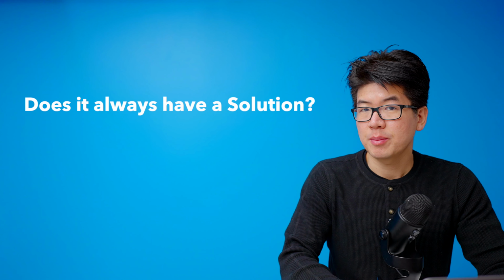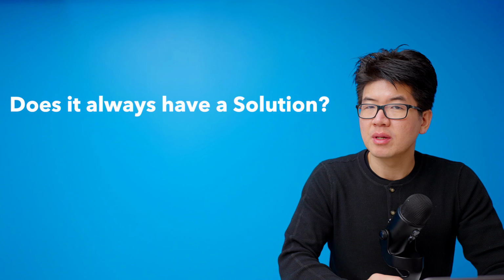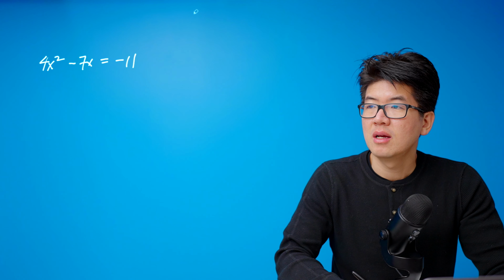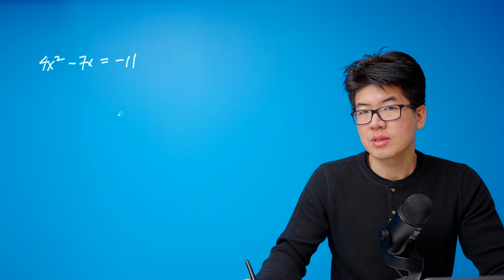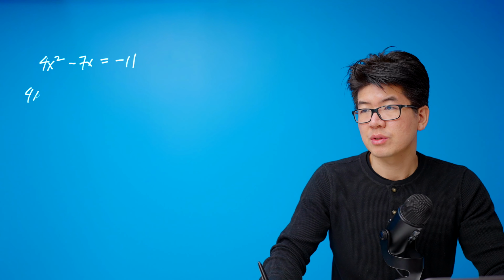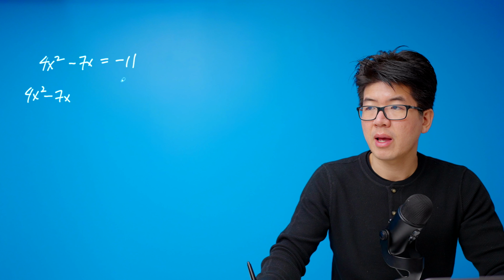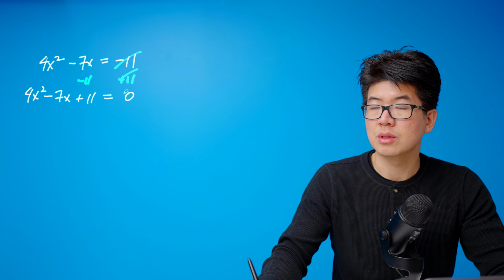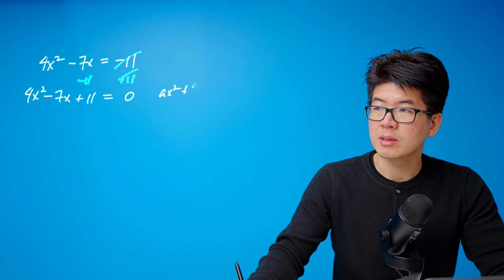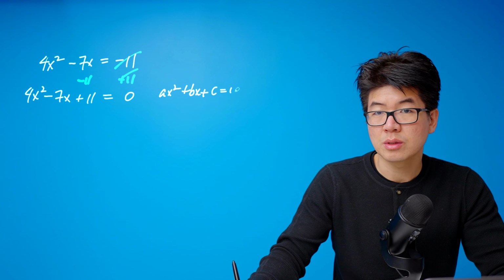Hey, let's do one more example, which is going to turn out to be an interesting result. Let's take a look. Here it is. Okay, first of all, what do you notice? It's not in the standard form. If it's not in the standard form, get it to the standard form, okay? So 4x squared minus 7x, we want to add both sides by 11. So you get plus 11 equals 0. Okay, now it's in the form of ax squared plus bx plus c equals 0.